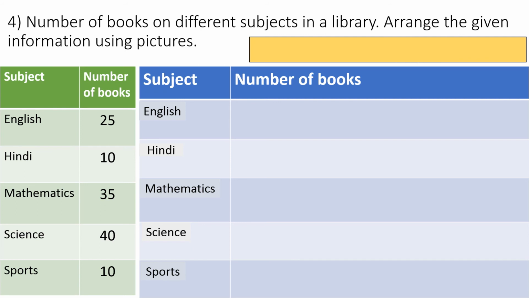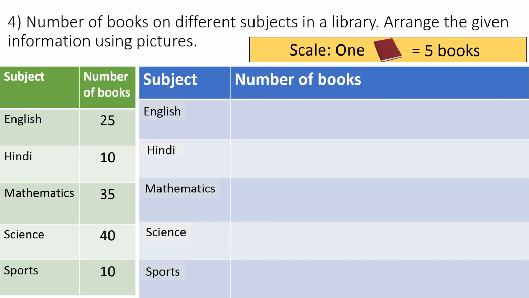Now write the scale. See, for English there are 25 books, and drawing 25 books is time consuming and would take a lot of space. If you observe the table carefully, you can see that the number of books of each subject is a multiple of 5. So we can take the scale as 1 book represents 5 books. Start drawing the pictures as per the data in the table.